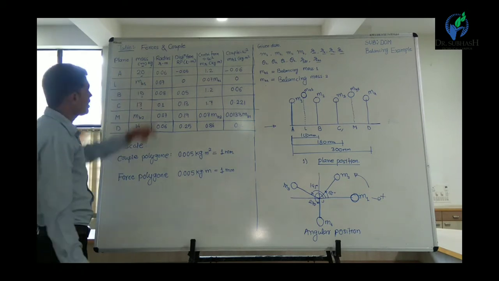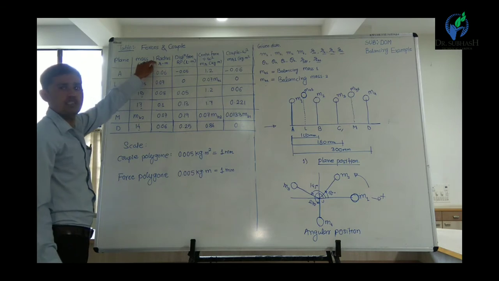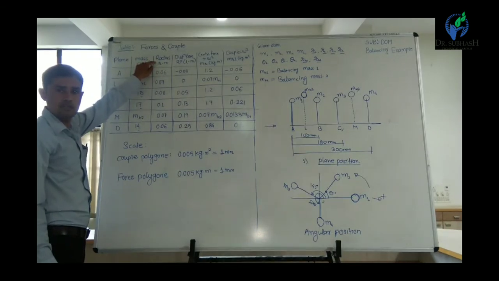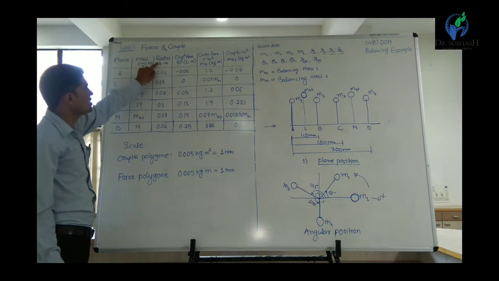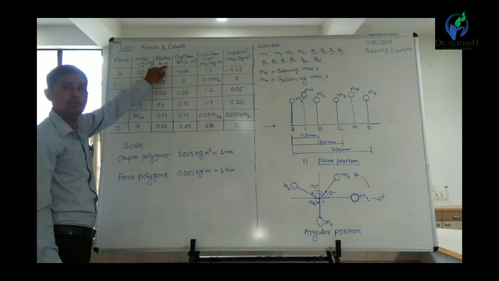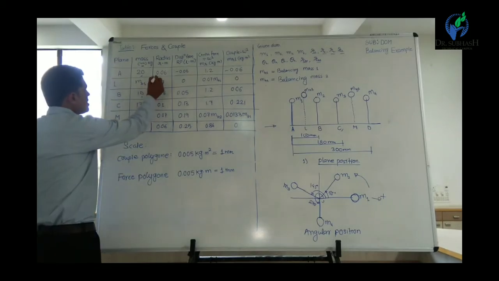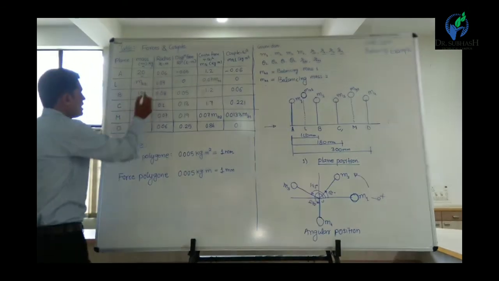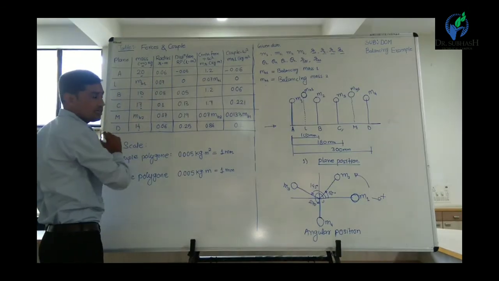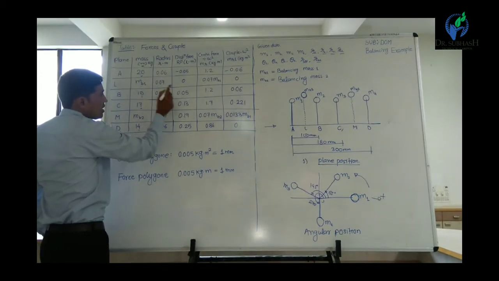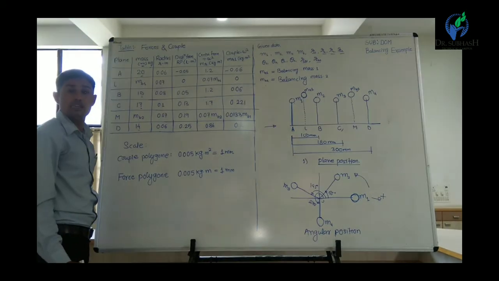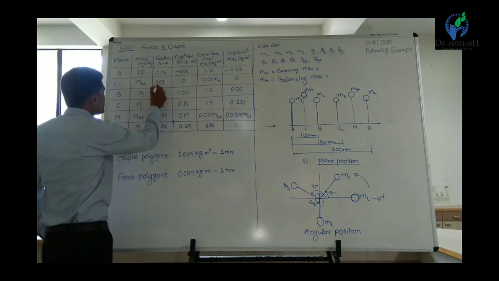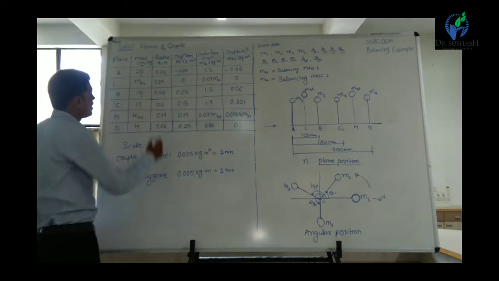Now the third column: radius of rotation. That means R1, R2, R3, R4, and RB1, RB2. The radius is denoted as small r, and we consider it in meters. R1 is given as 60 mm, so we convert to meters: 0.06 meter. RB1 is also given, 70 mm. So RB1 is 0.07 meter.